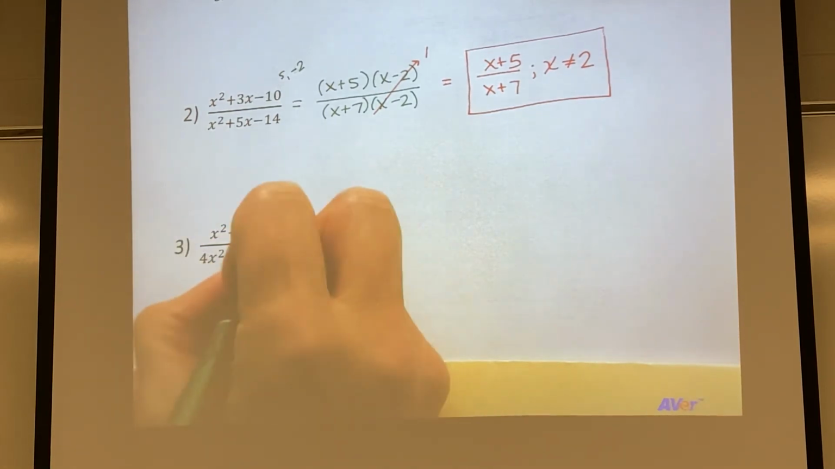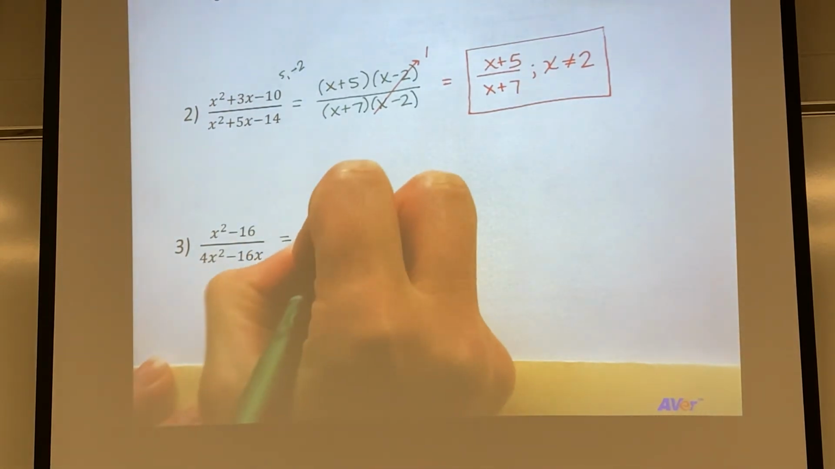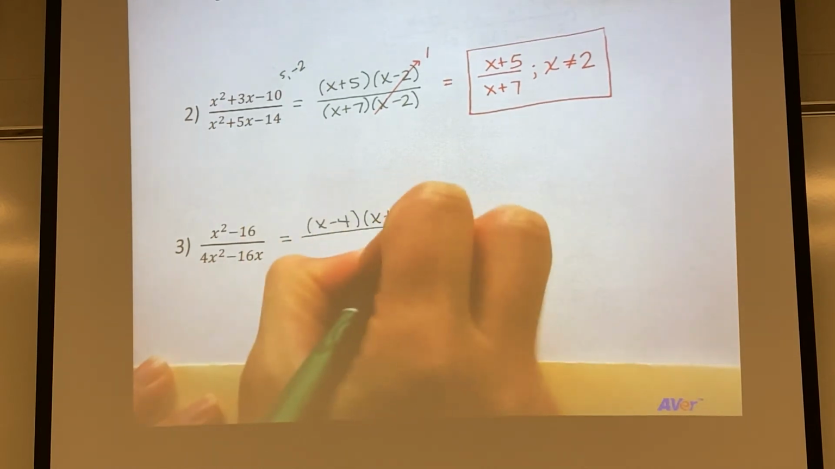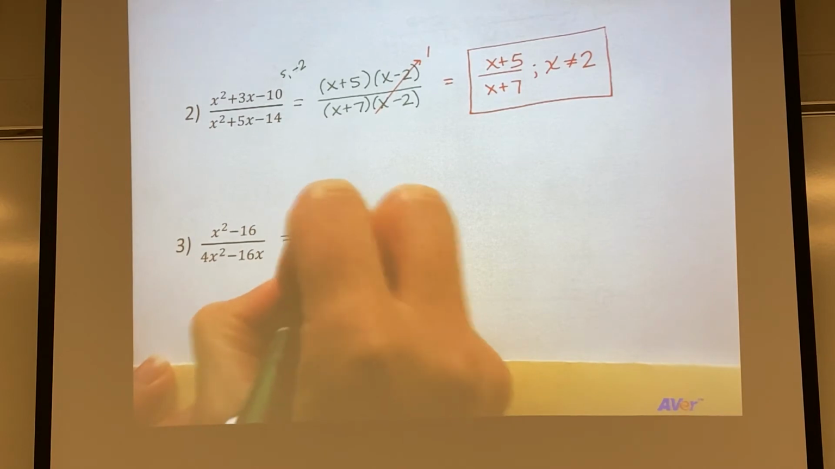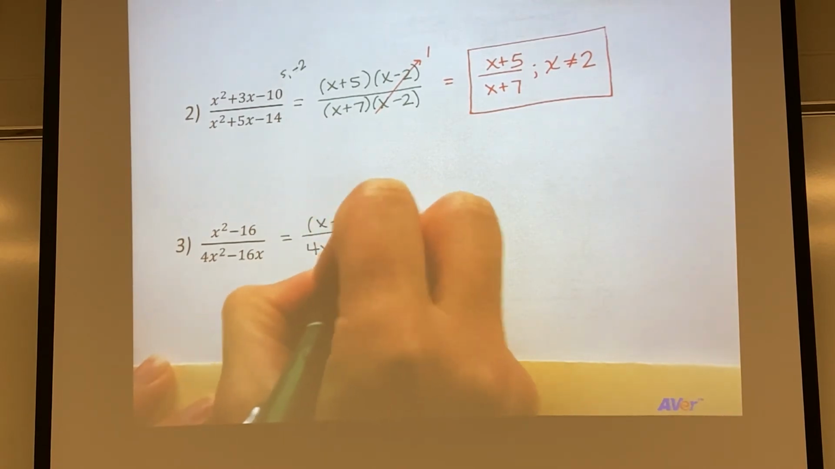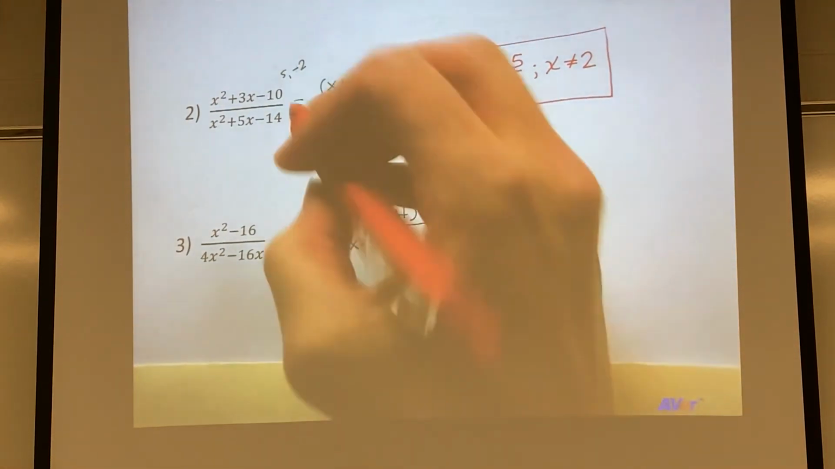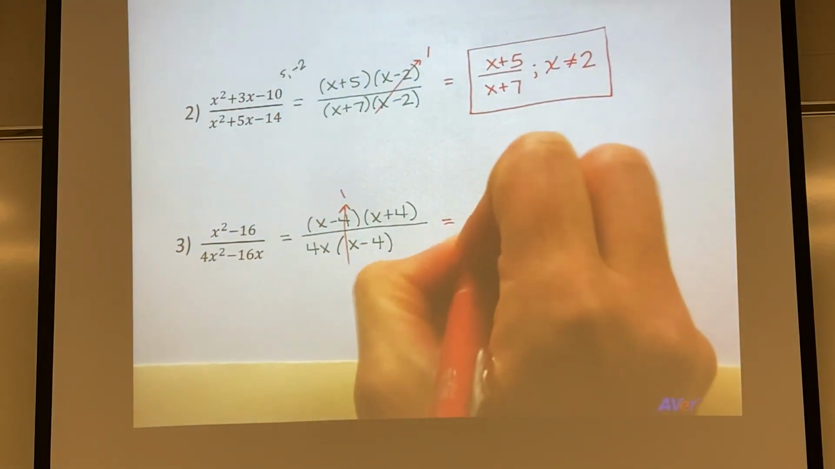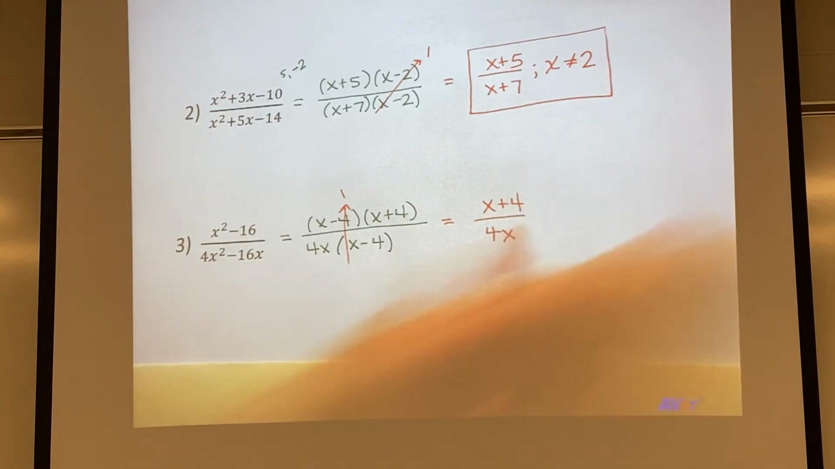All right, the top is kind of like our warm-up. It's a difference of squares. That factors to x minus 4, x plus 4. And then our denominator, we take out a GCF to start. 4x goes into both of them, and then we're left with x minus 4. So we can see an x minus 4 in our numerator and an x minus 4 in our denominator. So we can divide those out. They equal 1. And we're left with x plus 4 in our numerator and 4x in our denominator.